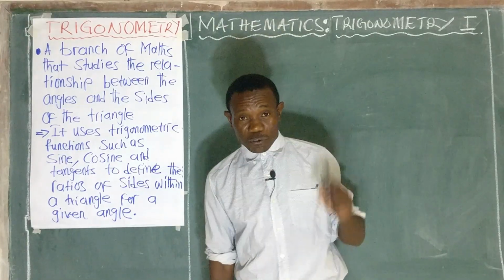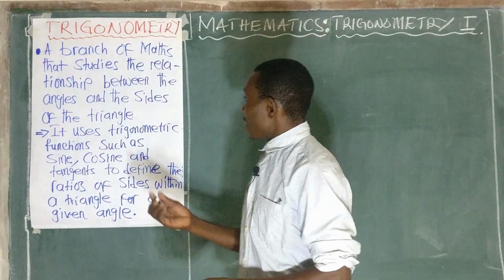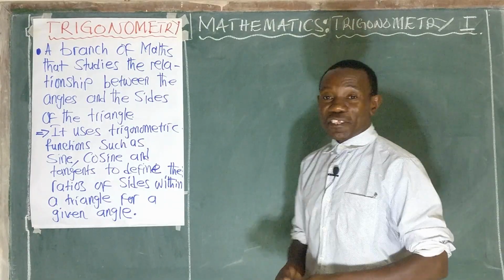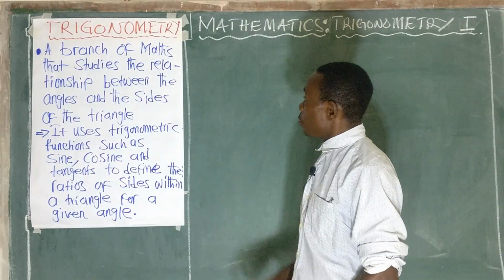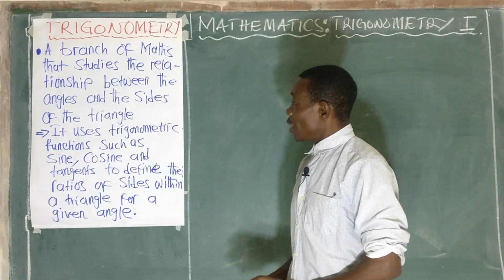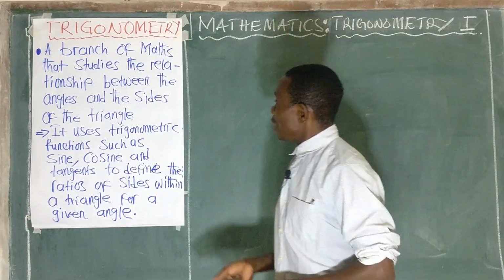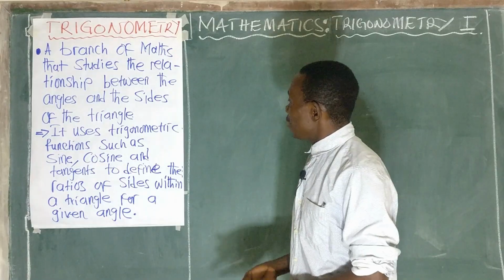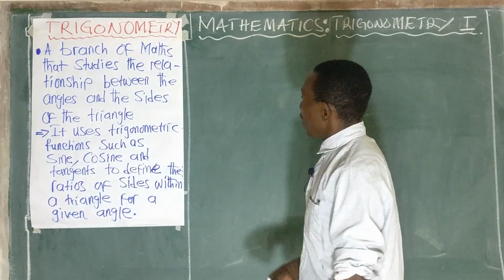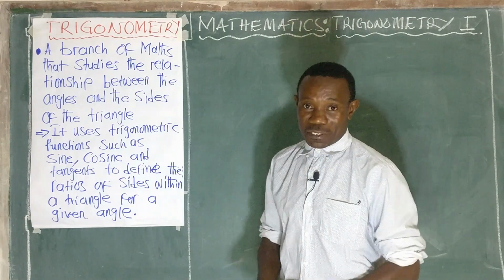It's just a branch of mathematics. You know, there are several branches of mathematics. You talk of algebra, arithmetic, but here we talk of trigonometry, which is a branch of mathematics that studies the relationship between the angles and the sides of the triangle. So everything that we have here is about triangles.